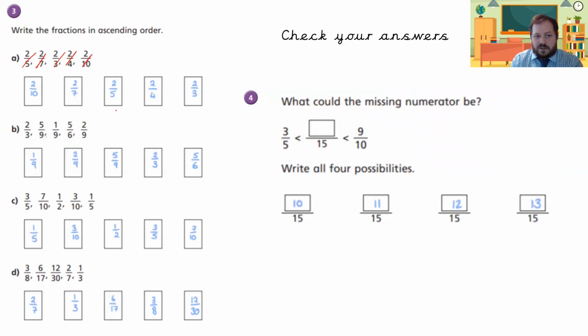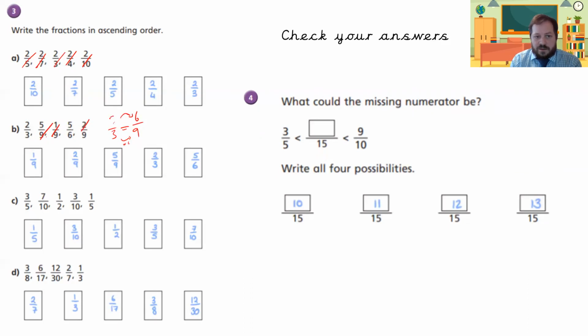First off, 2/3 compared to 5 ninths. In order to put that as a ninth, I need to times the top by 3 here, which gets me 6. 6 ninths is bigger than 5 ninths. So because I've done that first one, I know where the others go. They're all done. That only leaves me with 2/3 and 5/6.